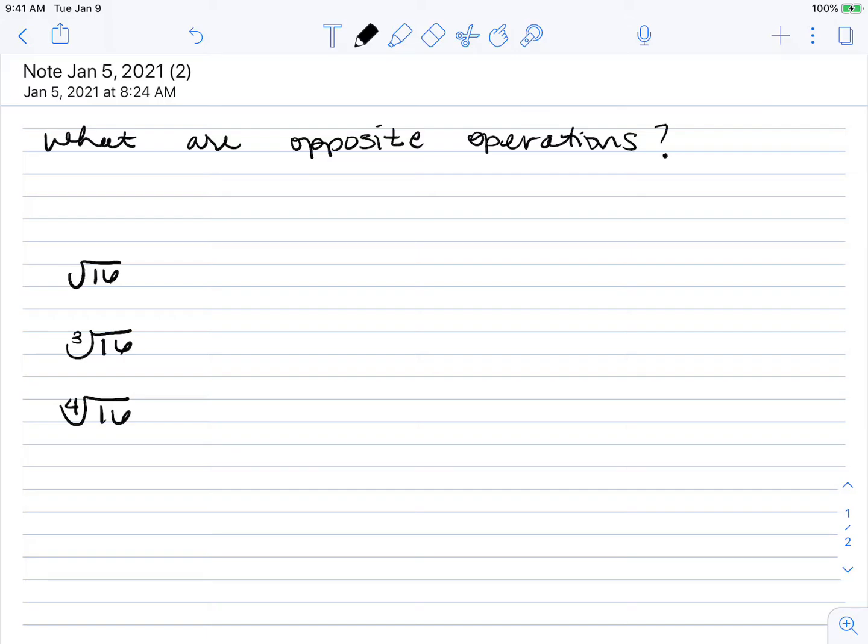All right, so we're going to talk about what opposite operations are. One of the operations that we know is that addition and subtraction are opposite operations. And if I have multiplication and division, these are opposite operations. But what if I have something like something squared? What is the opposite operation of something squared? Well, that is a square root.